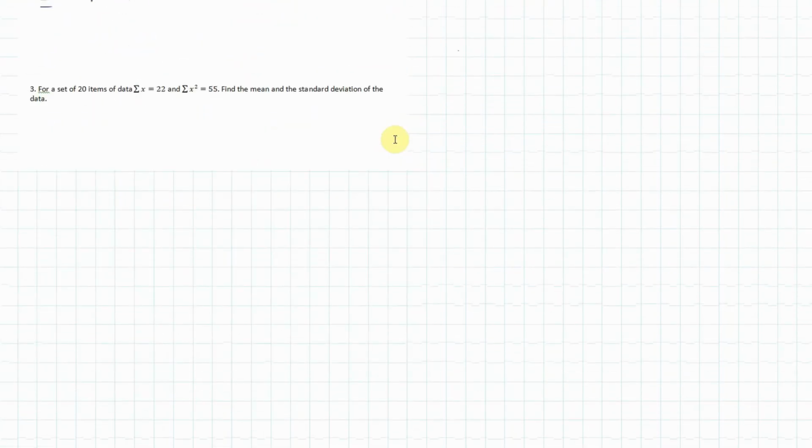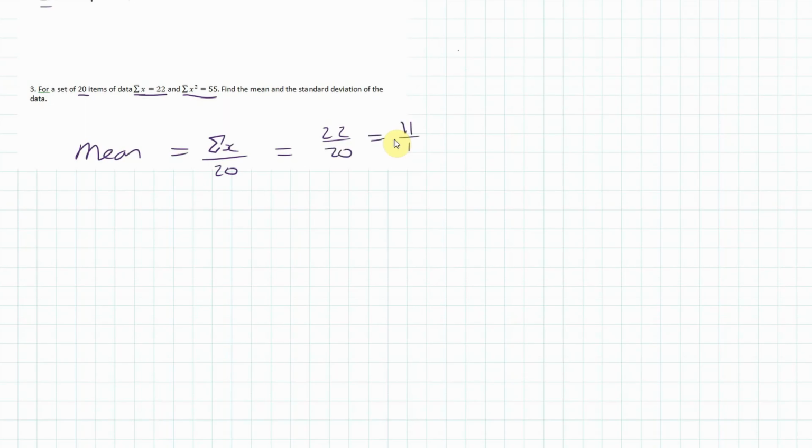Okay, that takes us to the last question here. So we've got a set of 20 items of data. We know that the sum of all the values is 22. We know that the sum of the values squared is 55. We've got to find the mean and the standard deviation. Well, mean is easy because the sum of all the values divided by the frequency is equal to the mean. In this case, it's 22 over 20, which is equal to 11 over 10, which is equal to 1.1.